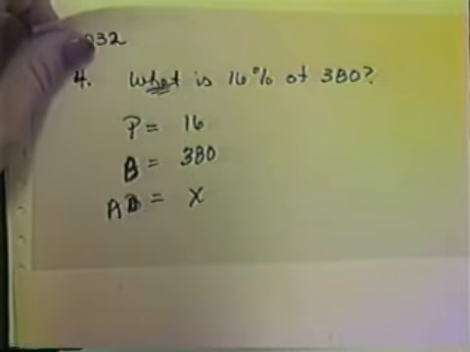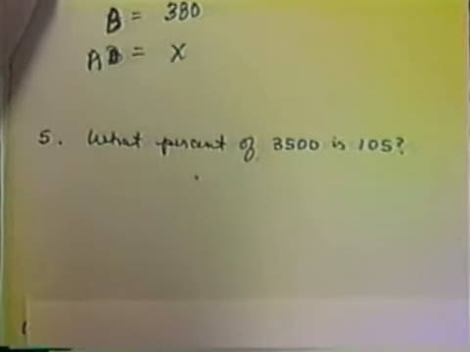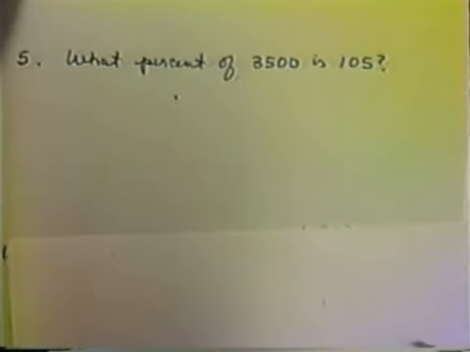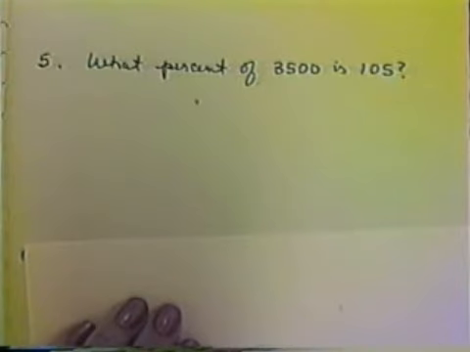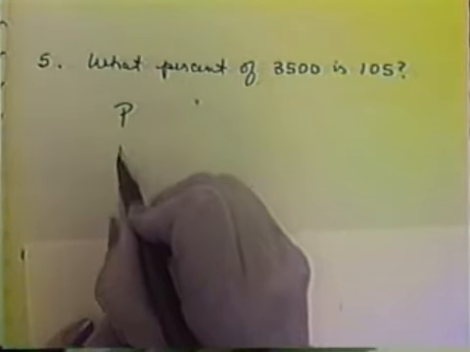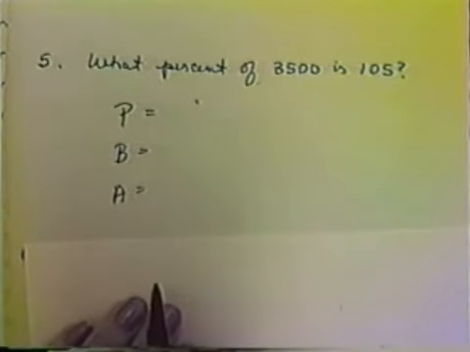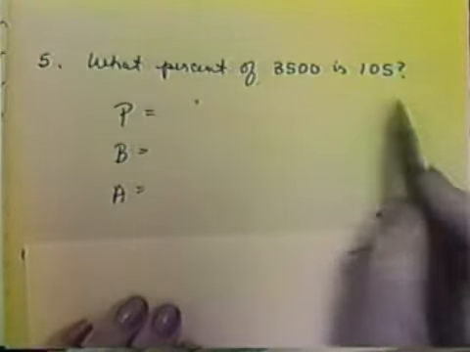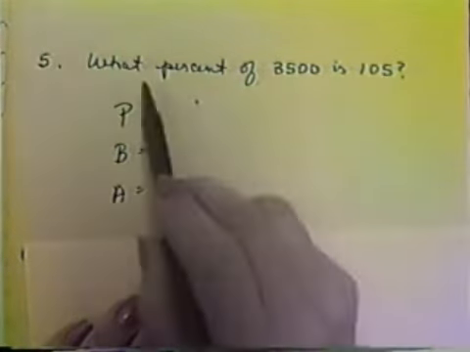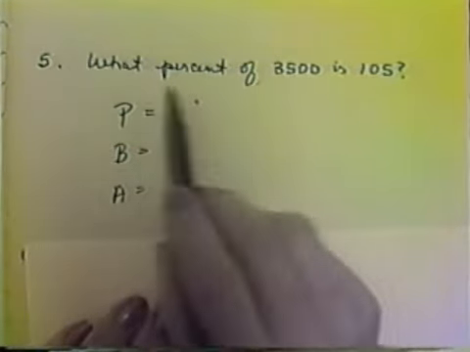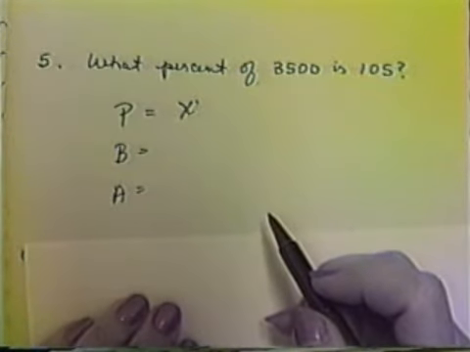Okay, let's look at our next example. It says, what percent of 3,500 is 105? Again, I want my percent, my base, and my amount. Finding my percent is usually obvious. Well, there isn't a percent given. It doesn't say 15% or 82%. It says what percent? So that must mean our percent is our unknown this time.